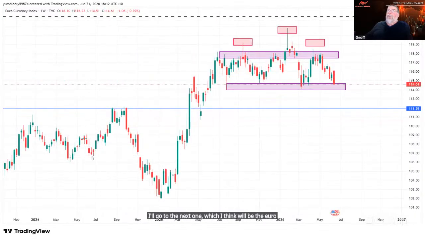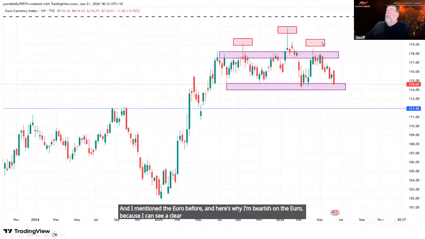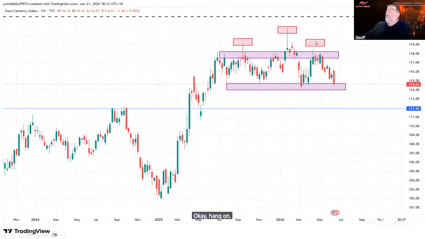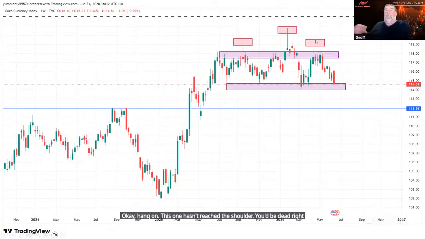And I mentioned the euro before, and here's why I'm bearish on the euro, because I can see a clear head and shoulders. Well, sorry, I hate to use the terminology clear because it's only clear to me. It may not be even remotely clear to you. And in fact, you might say, well, okay, hang on, this one hasn't reached the shoulder. You'd be dead right. But that's how I interpret things.